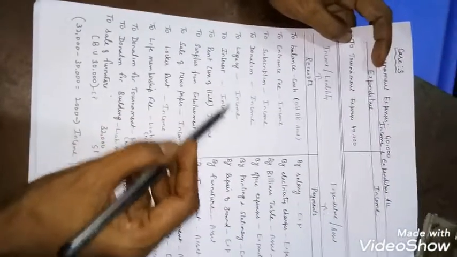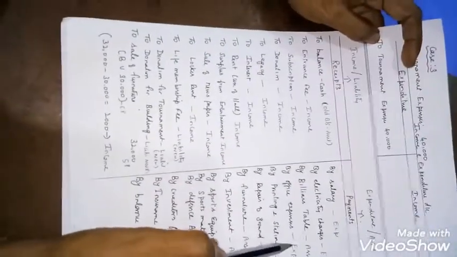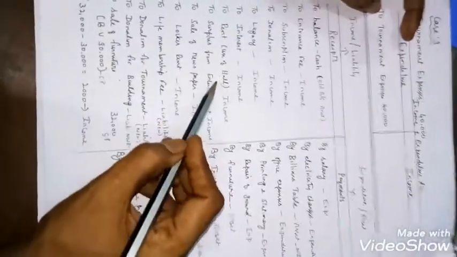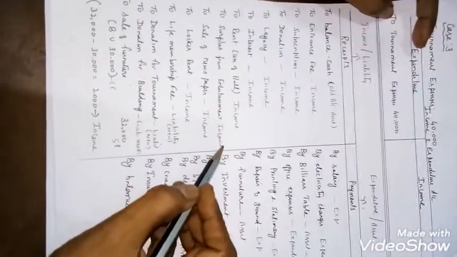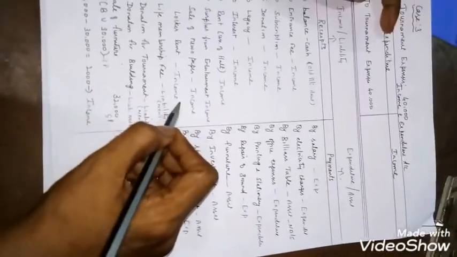To rent, sometimes you may get rent and you pay rent. If it is given in the payment side, it is an expense. If it is given in the receipt side, it is an income for you. To surplus from entertainment, this is an income. To sale of newspaper, it is an income. To locker rent, it is an income.